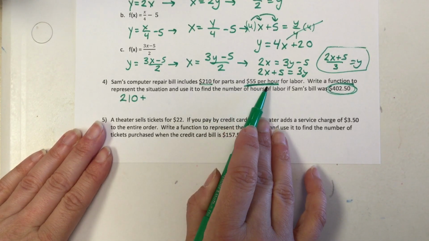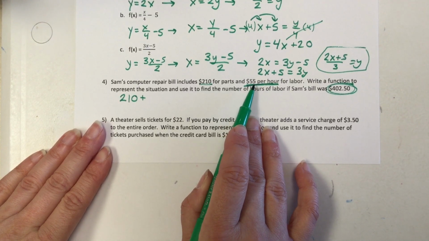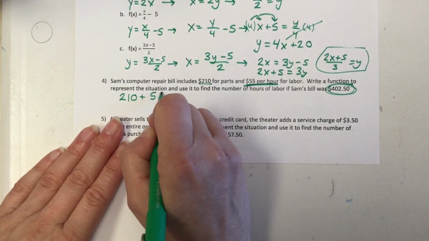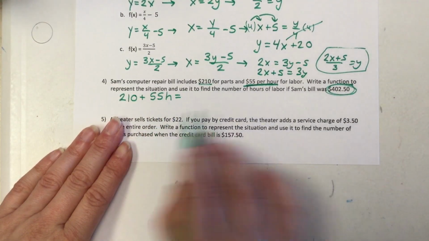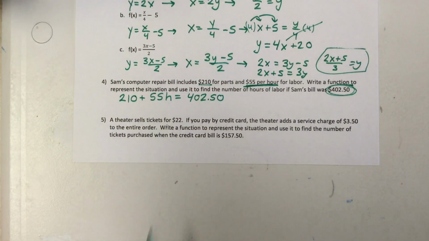Okay, so if it's only 1 hour, it's $55. But as soon as you go more than 1 hour, you have to pay that as many times as hours that were worked on the computer. So it'd be $55 per hour. The bill equals $402.50.